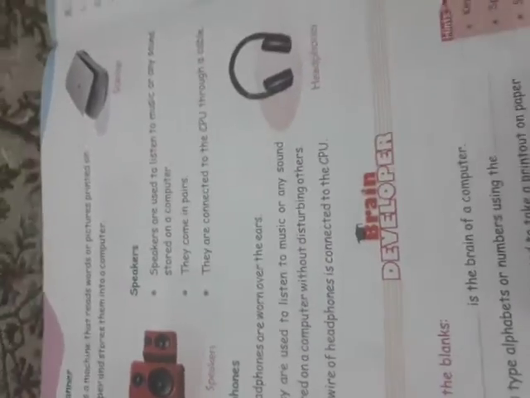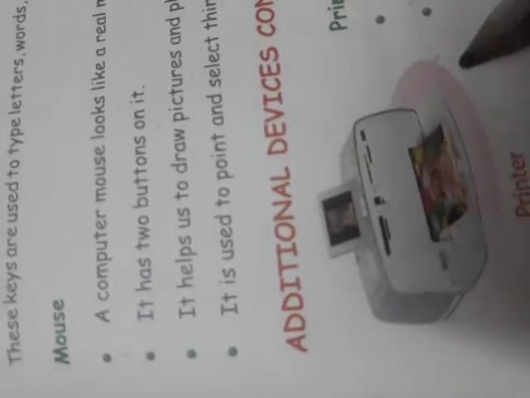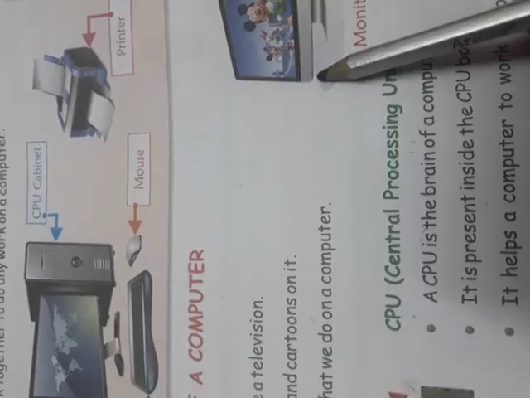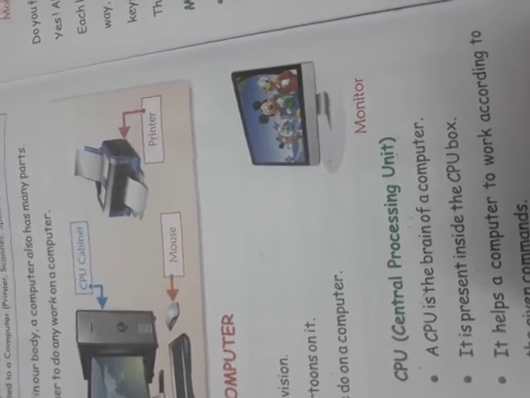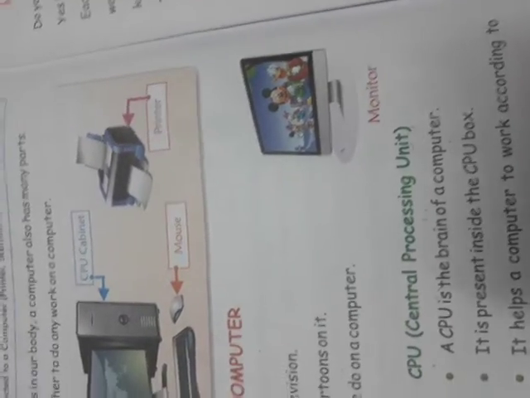So these are the headphones, speakers, scanner, printer. These are the additional devices. Mouse, keyboard, CPU and monitor are the main parts of computer. Okay, now we have revised the entire chapter, and now I'm going to send you one worksheet which you have to complete on your own after revising the chapter once again. If you don't have the printout to take, then you can do the worksheet in your notebook.